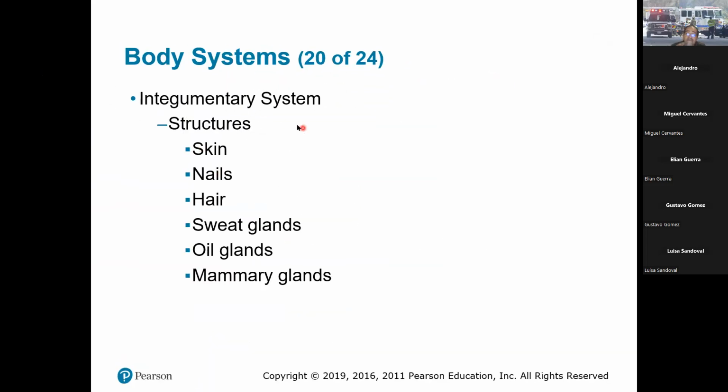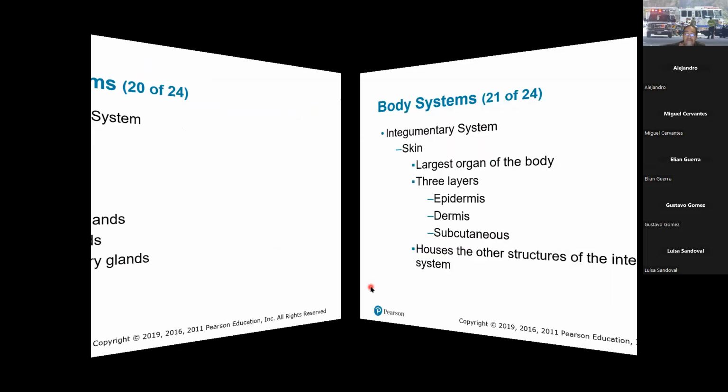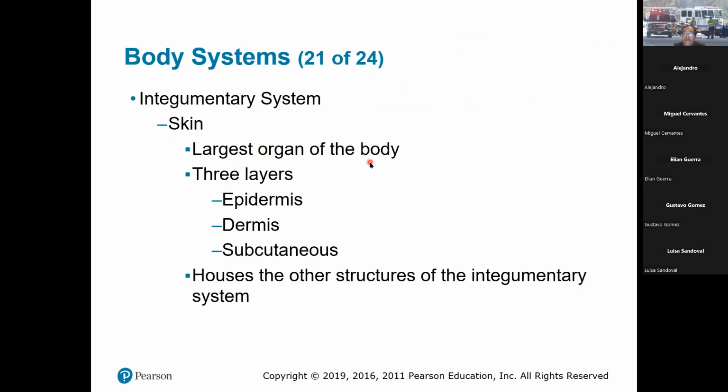The integumentary system is your skin. Okay? And it's usually the skin, nails, hair, sweat glands, oil glands, and the mammary glands. Okay, the skin itself is the largest organ in the body. So if I tell you your epidermis is showing, that means the outer layer is what I get to see. It actually controls heat by causing sweating or by causing shivering. So then you have dermis and subcutaneous.